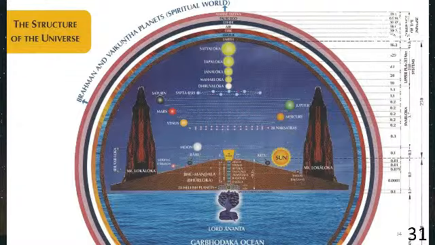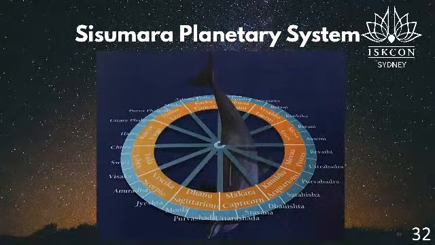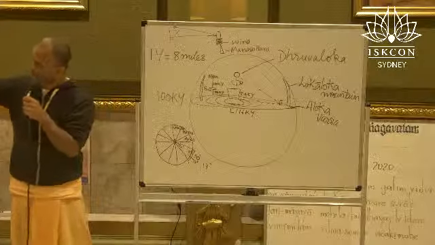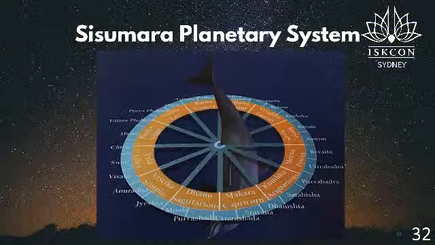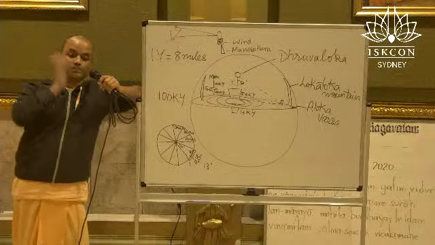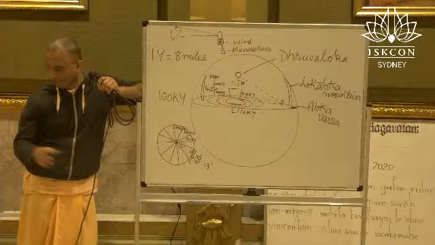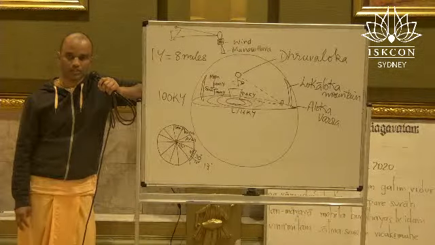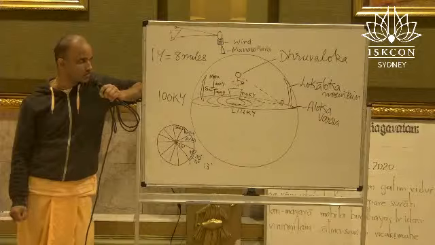Okay, I need to go for altar service, so I'll stop it here. Next week, we'll jump straight into Shishimara planetary system. Pretty much I've touched on different aspects of chapters 21 to 26 already. It's just a little bit more details. I still have some questions to answer. Devotees have asked. So if any of you have more questions, you can text me.